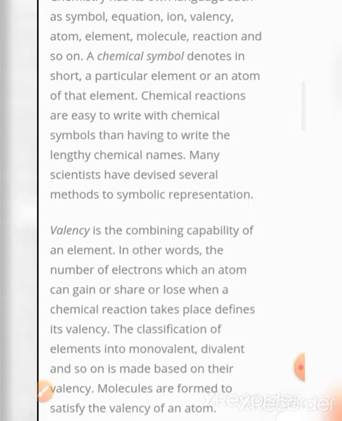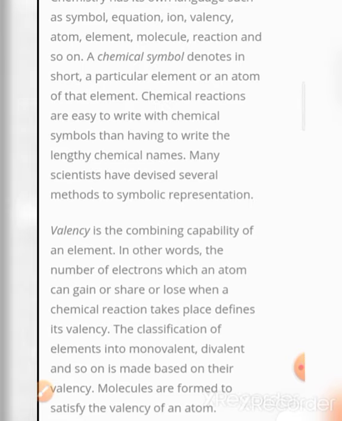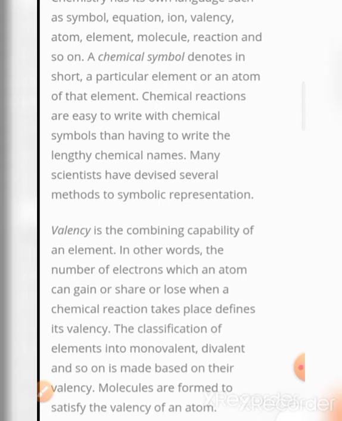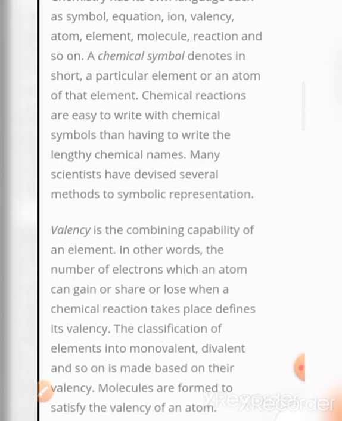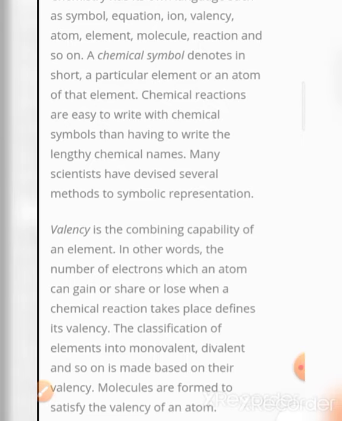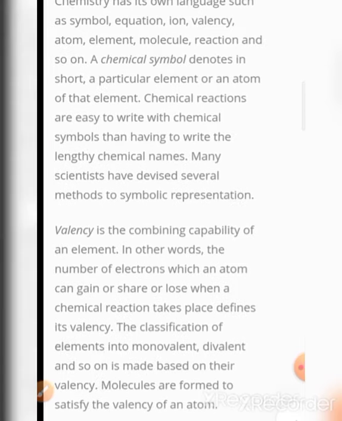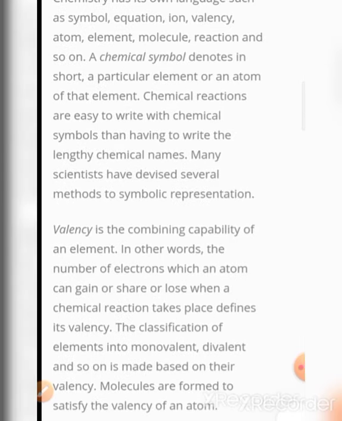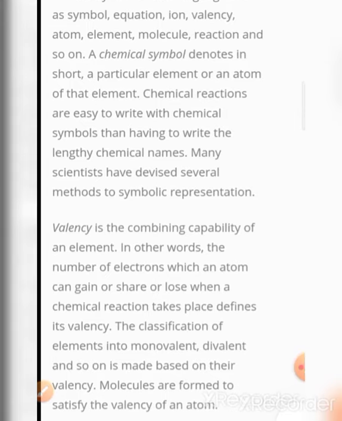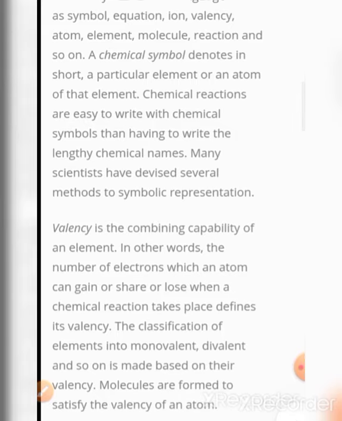The valency of hydrogen is 1, which means hydrogen shares its one electron with another element, or donates its one electron, or accepts one electron from another element. The valency of sodium is 1. It means sodium always donates its one electron. What is valency? Valency is the combining capacity of an element. It means the power of combining of electrons with other atoms is known as the valency of that atom. In this topic you will learn about chemical symbols and valency.